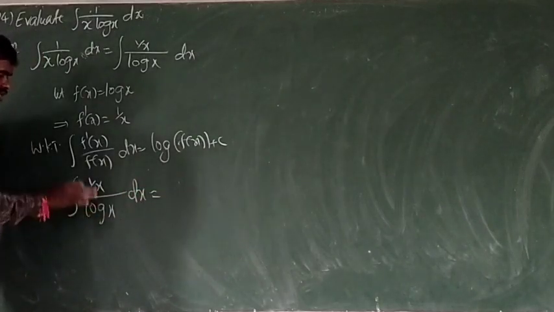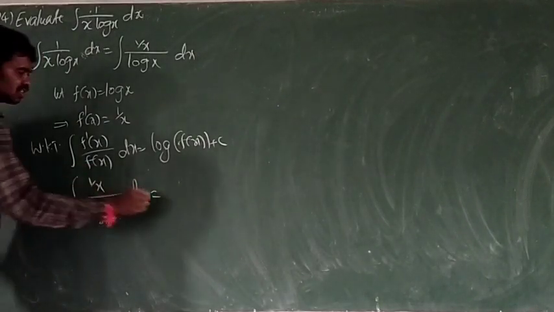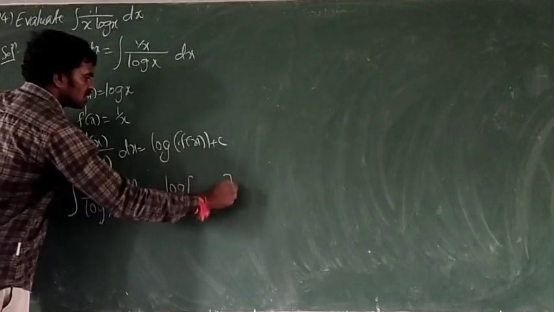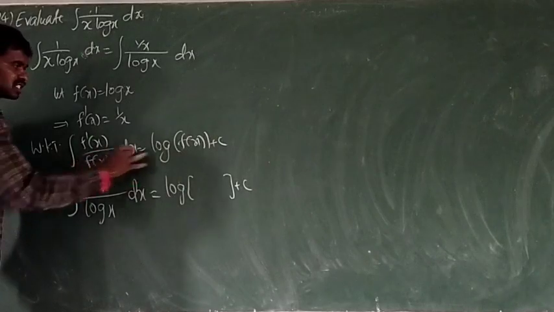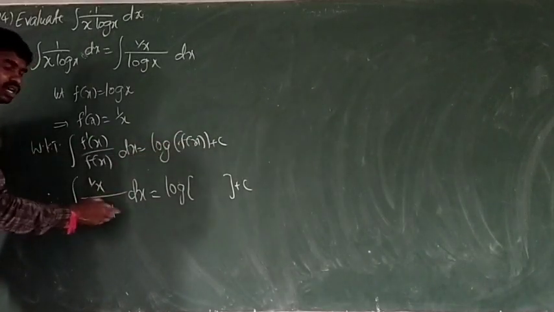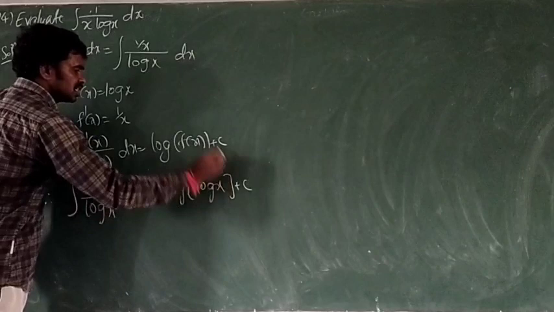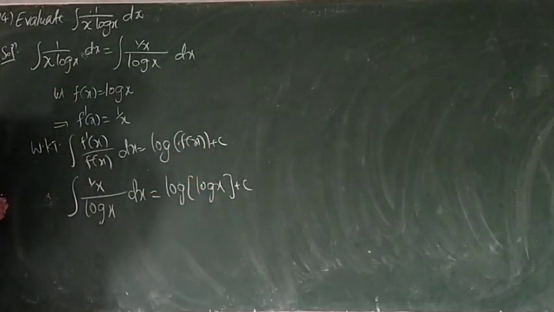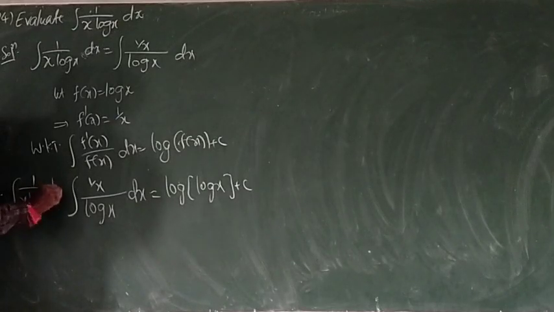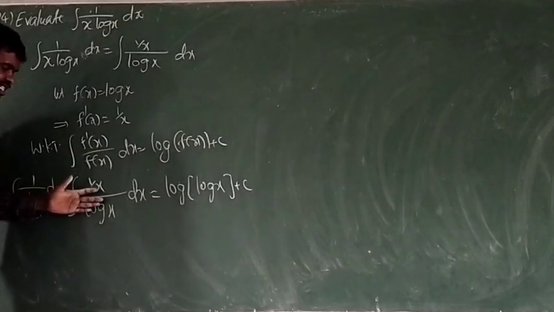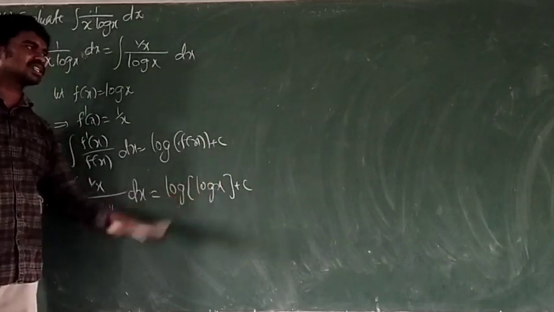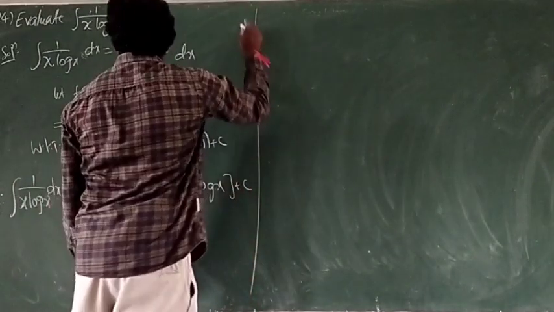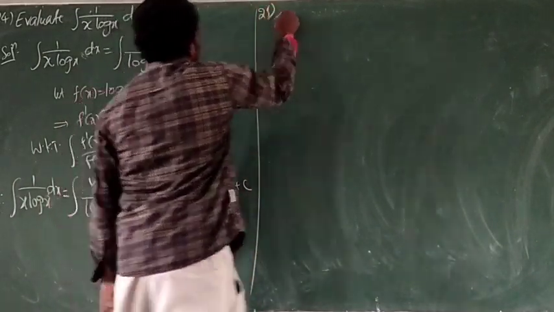It is equal to what? See, this is the function, this is the derivative, which is called log of, what is the function here? Log of f of x. This is the f of x written here. Here f of x means log x. That's it. So therefore the integral of 1 by x log x dx is in the form of f dash x by f of x, that is called log of f of x. That's all. See the next problem for your best understanding.